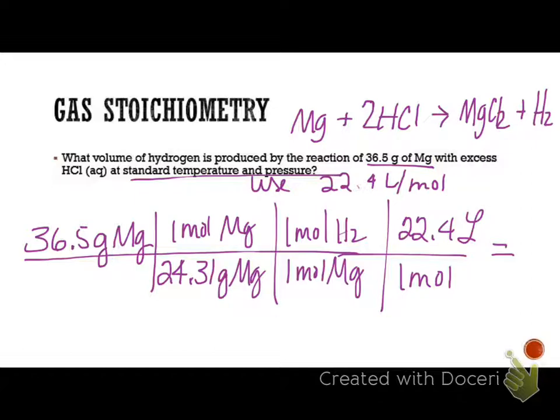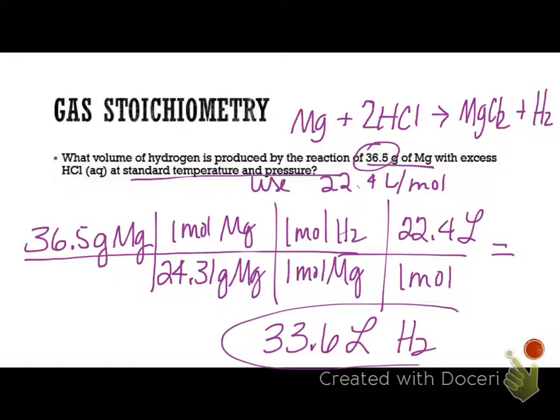So, who's my calculator today? Who actually has one out? Thank you, Adam. Okay, so say 33.6. We need 3 sig figs because of that right there. So it would be 33.6 liters of hydrogen would be produced from this reaction at standard temperature and standard pressure.